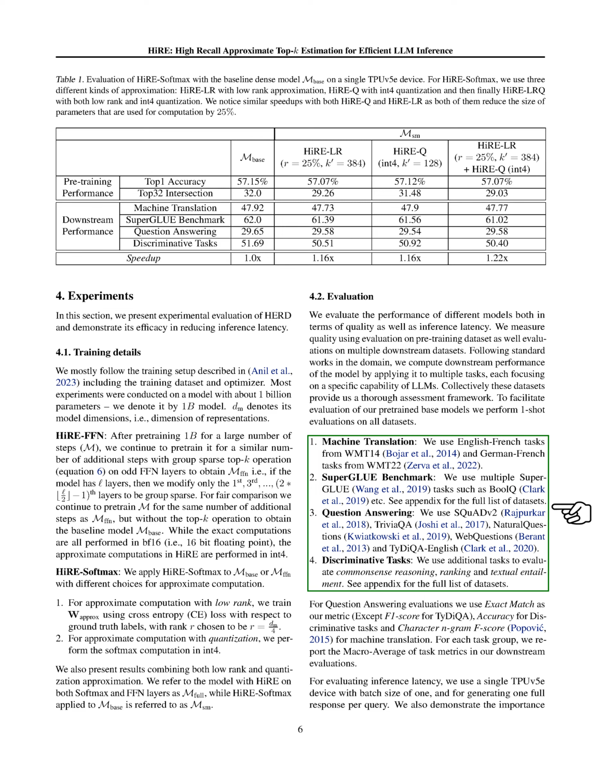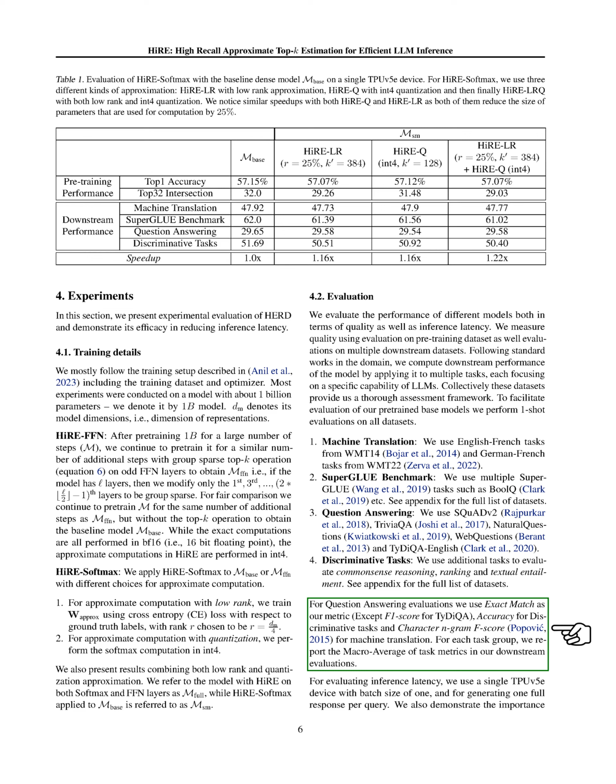For machine translation, we use tasks from WMT14 and WMT22. For the SuperGLUE benchmark, we engage with multiple tasks, with a detailed list available in the appendix. Our question-answering evaluations utilize datasets such as SQuADv2 and TriviaQA, among others. We also evaluate the model on additional tasks to assess common-sense reasoning, ranking, and textual entailment capabilities.